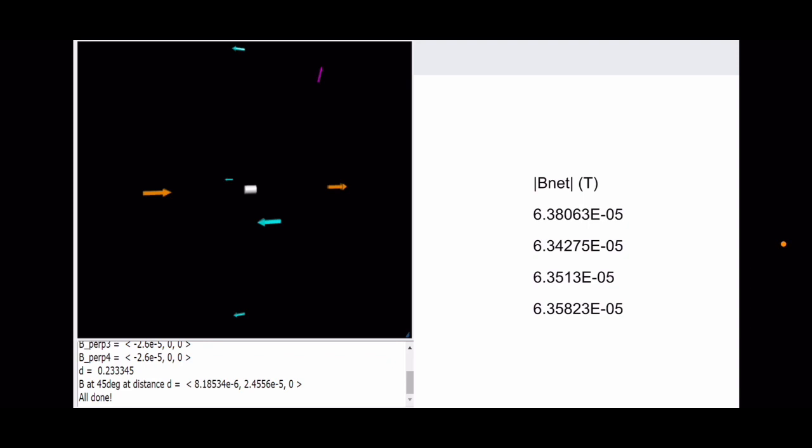The values on the right are the calculated ones, which we calculated earlier in the experiment at a 45-degree angle to the bar magnet, and then you can compare those to the bottom ones below the visual. There's a pretty big discrepancy between those values.